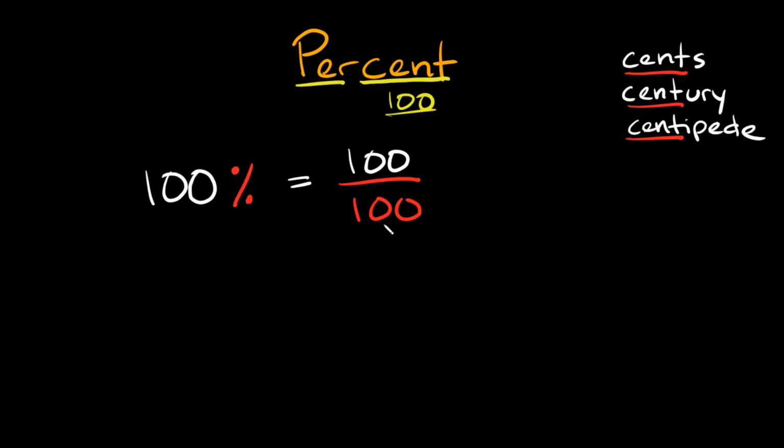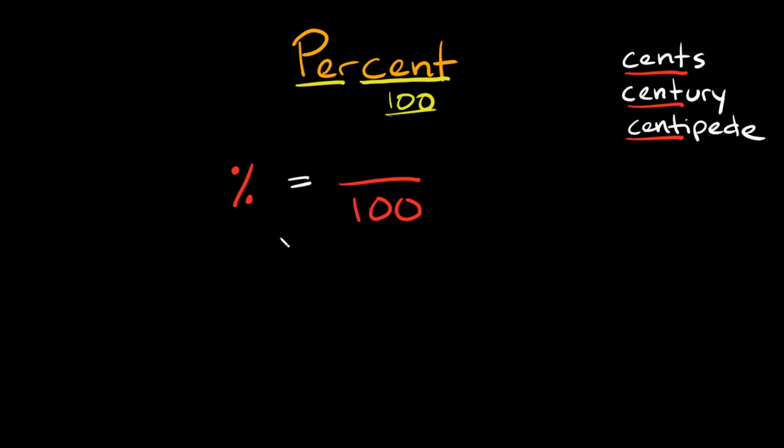Which also makes sense, because this is like saying, okay, let's say you were taking a test. Your test had 100 questions and you got 100 questions correct. Therefore, you got 100% on your test. So we got 100 over 100, which is the same thing as 1, right? Because any number divided by itself is equal to 1. So 100% is the same thing as 1.